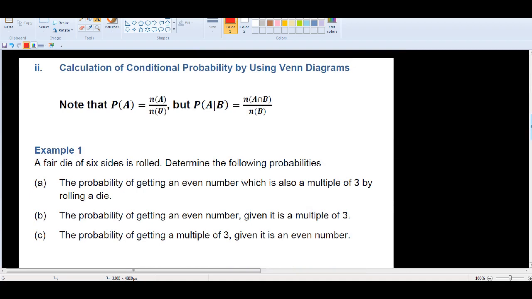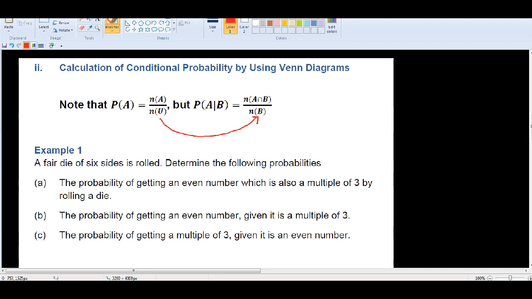In terms of calculation, what kind of notation are we going to use? For the probability of A, you simply use the fundamental definition for the probability of certain events: the number of outcomes in event A divided by the number of total outcomes in the universal set. But if it's the probability of A given B, since you already know that B has happened, we are going to narrow down the set for consideration.